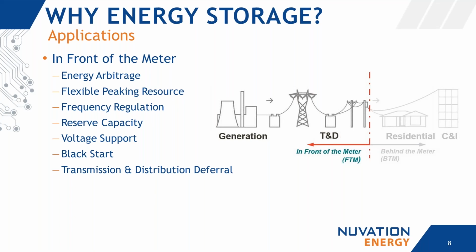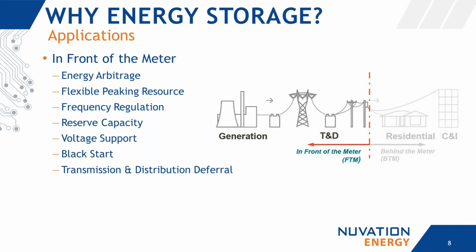So with that, we've got energy arbitrage. This is where we store energy during low consumption periods and use the energy during high consumption. We've got flexible peaking resource. In this case, the system provides peaks of power when required by the grid. Then there's frequency regulation. That's regulating the supply and demand on a second-by-second basis to keep the grid frequency within required bounds.